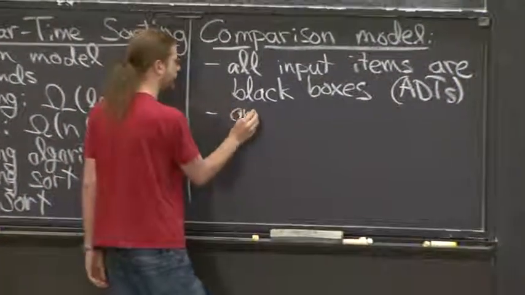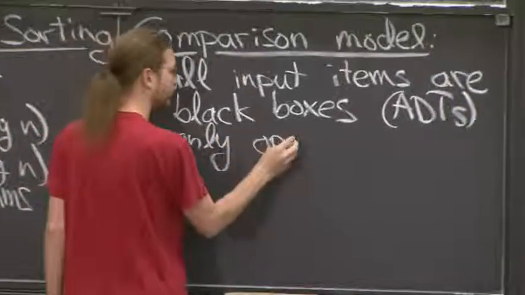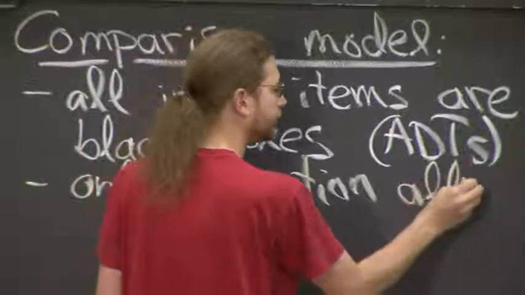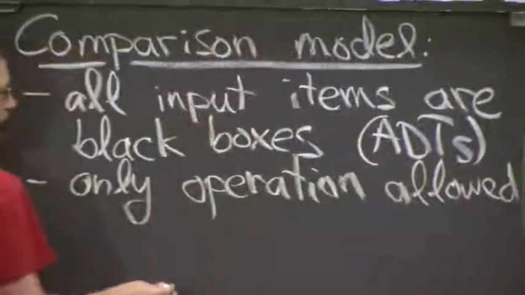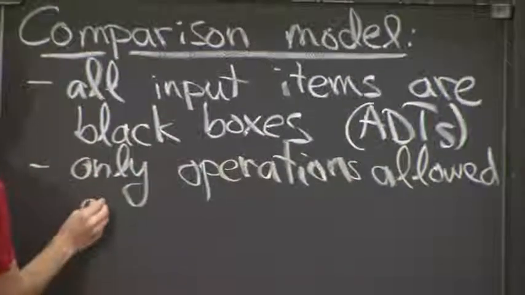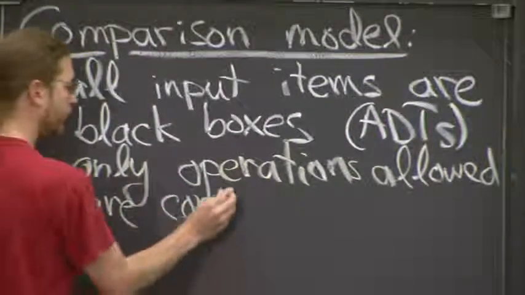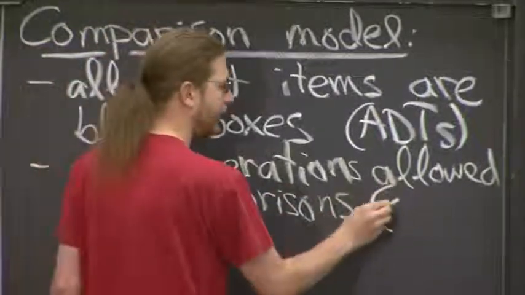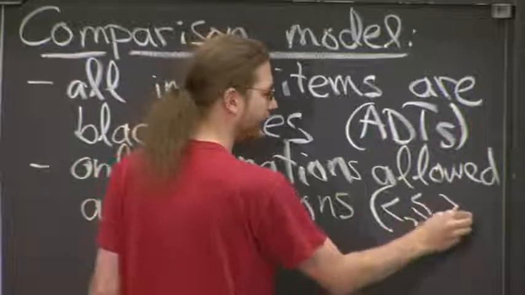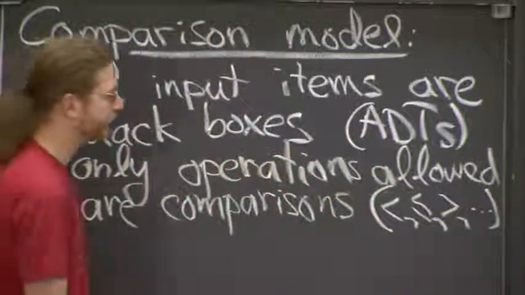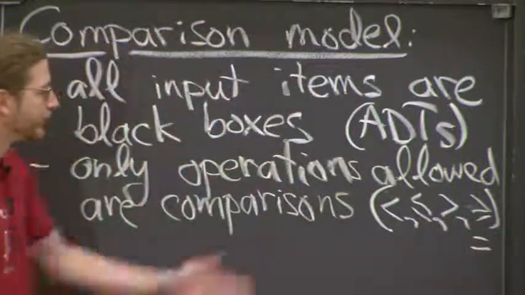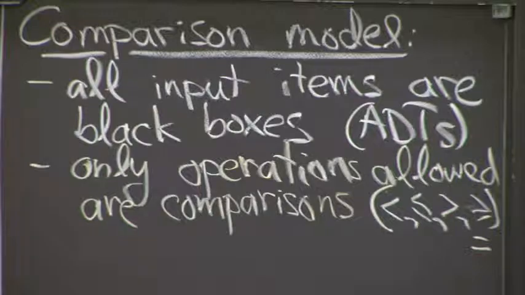Only operation allowed. I guess I should say plural, actually, are comparisons. I'm going to be nice, and I'll let you do less than or equal to, greater than, whatever. I guess there's only one other. Well, there's two more. Greater than or equal to, and equals. Okay, so you can do all the usual comparisons. You get a binary answer, yes or no. And those are the only operations you're given.